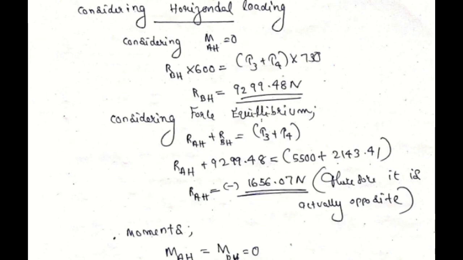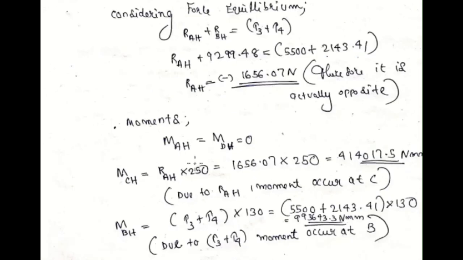Also, we know the force equilibrium condition: the upward force equals the downward force. From that, you get RAH as minus 1656. You can take any direction, so if you get negative, you should understand that the actual direction was meant to be in the opposite direction. Okay, so now we have RAH and RBH. Next, we have to find the moment at those points. We know that MAH and MDH, I mean at points A and D, the moment will be 0.